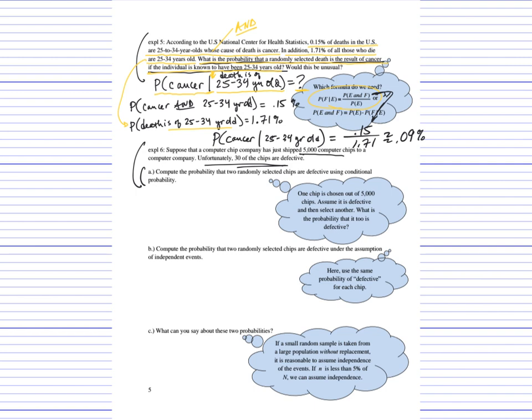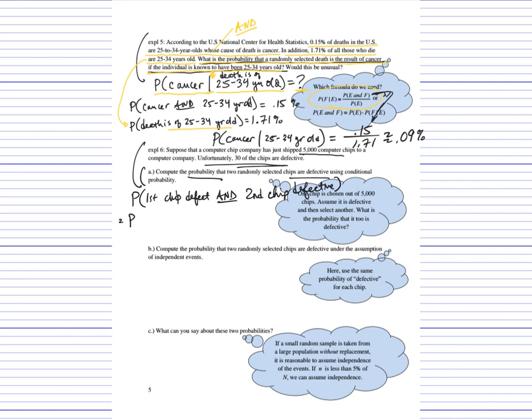All right, so here's what we're going to think about. I'm going to say, first of all, first chip defective and second chip defective. That is what we want, right? They've got a box of 5,000 computer chips. They're going to pick out 2 randomly selected chips. We want to know the probability that they're both defective, right?